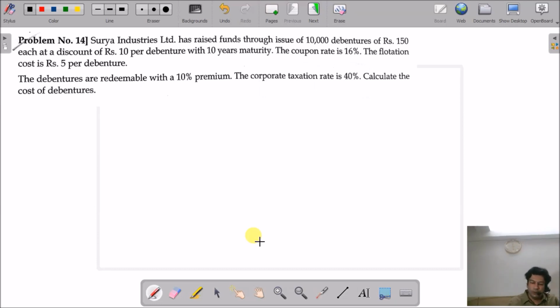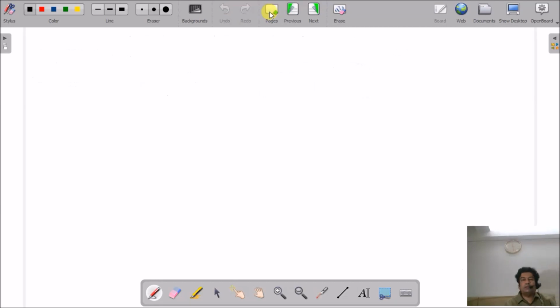Okay. So now we are going to another concept, which is that we are going to calculate the cost of debentures which are redeemable. So cost of debentures, and these debentures are redeemable debentures.